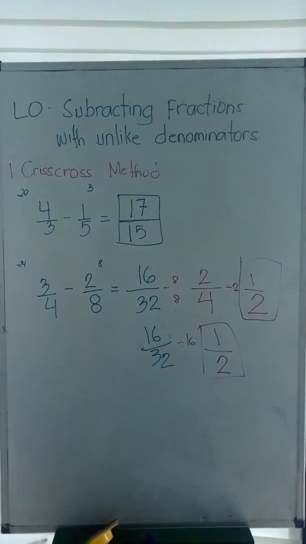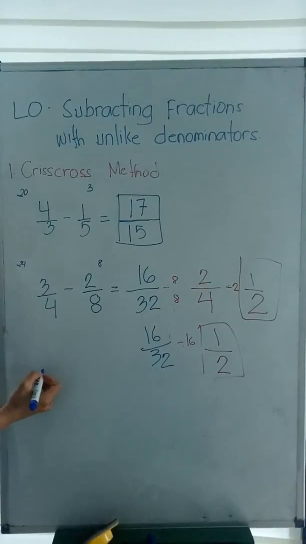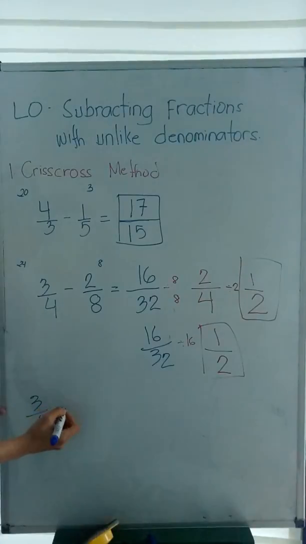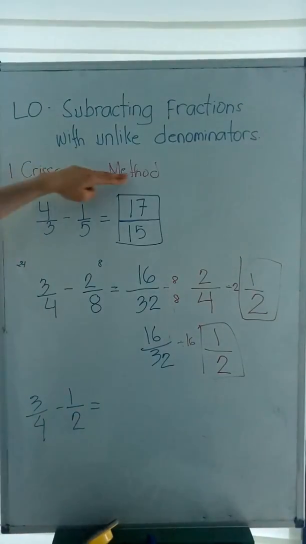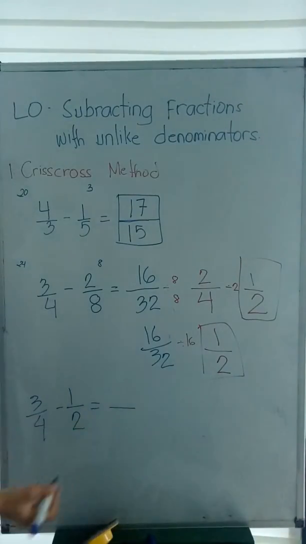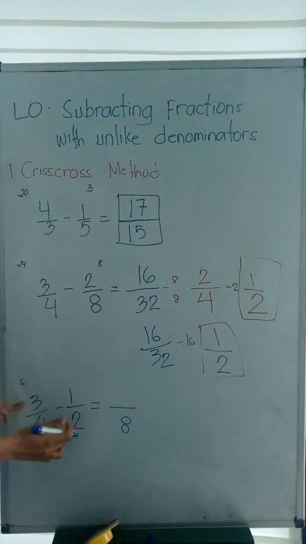Okay, last example for the crisscross method. Let's say we have, again, 3/4 minus 1/2. Now, for the first step of our crisscross method, we are going to multiply 4 times 2. So 4 times 2 equals 8. Crisscross: 2 times 3, 6. You multiply them, okay?